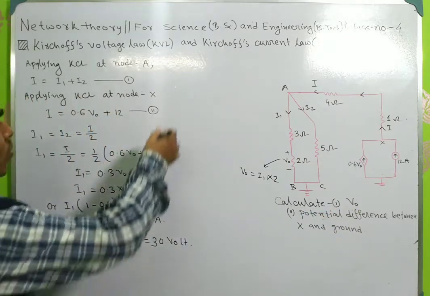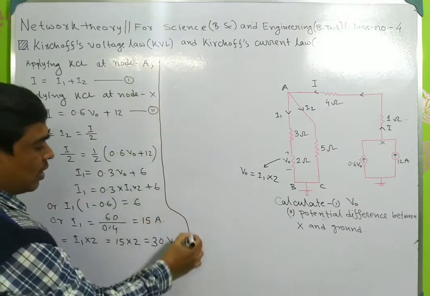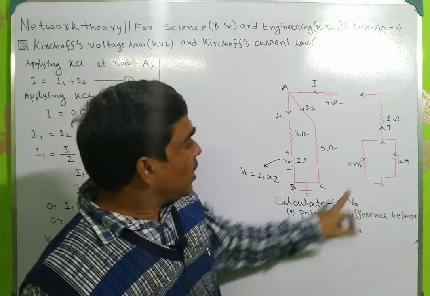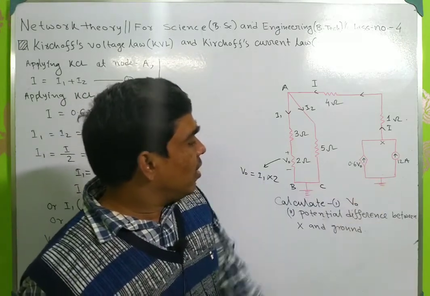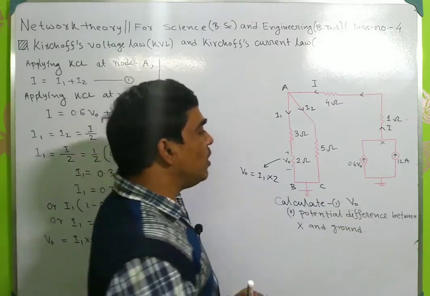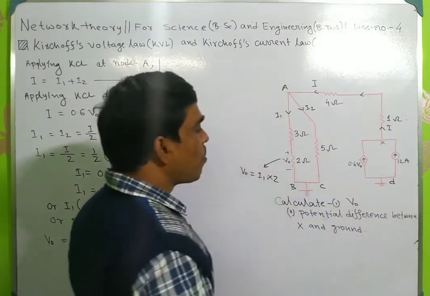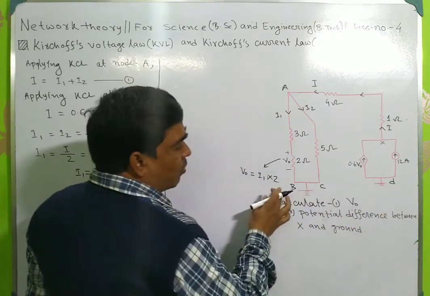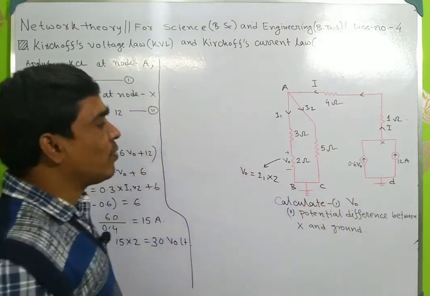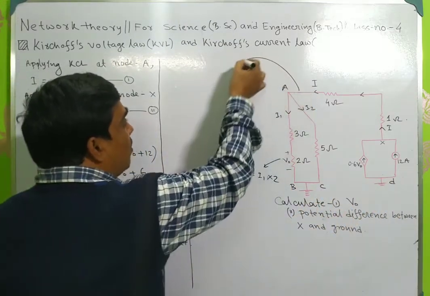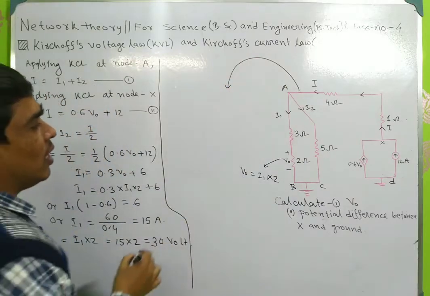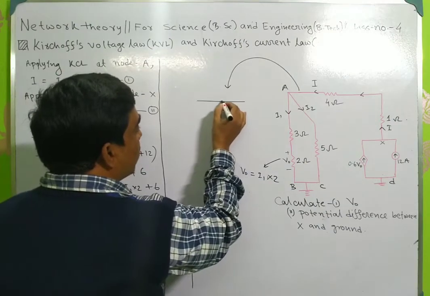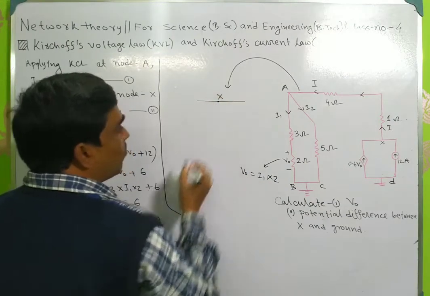Now we have to calculate the potential difference between X and the ground node. Suppose this ground node is D. So all the ground nodes B, C and D are the same. So all the nodes are the same. So if I draw this circuit, you can draw it in this fashion. So this is the X node.